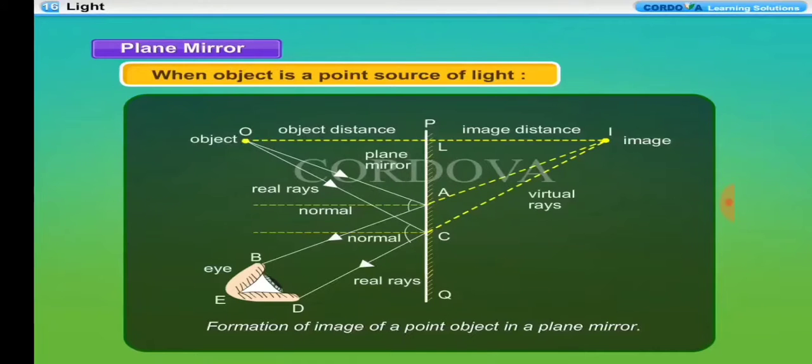Extend them backwards. They meet at the point I. For a viewer's eye at E, the reflected rays AB and CD appear to come from the point I. Figure 6.7. Since the reflected rays do not actually meet at I, but only appear to do so, we say that a virtual image of the point O is formed at I. If we join OI and measure OL and LI, it is found that they are equal. This proves that the image is formed as far behind the mirror as the object is in front of it.